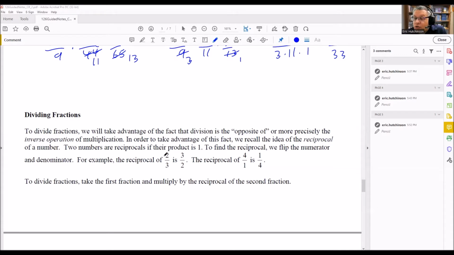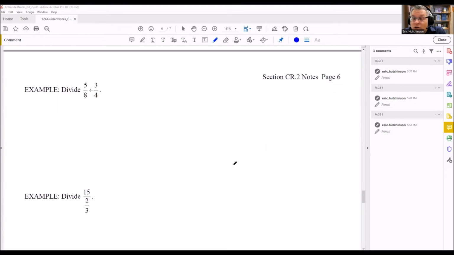So the reciprocal of 2/3 would be 3/2. Reciprocal of 4/1 would be 1/4. Okay, so that's how you do that. So again, take the first fraction and we multiply it by the reciprocal of the second fraction. So now we know how to do that. Let's do some examples.